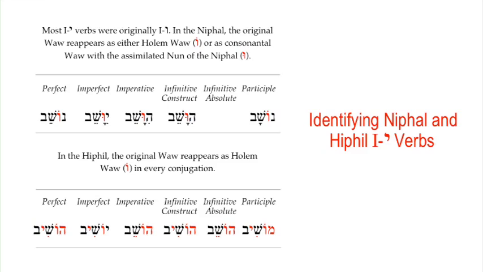In the Hiphil, the original wow reappears as holem wow in every form of every conjugation. Hoshiv, yoshiv, yoshev, hoshiv, hoshev, moshiv. The holem wow in all of those forms is diagnostic of the one-yod weak verb category because these verbs used to be one-wow. Once you know that, you're ready to move on to the next category.